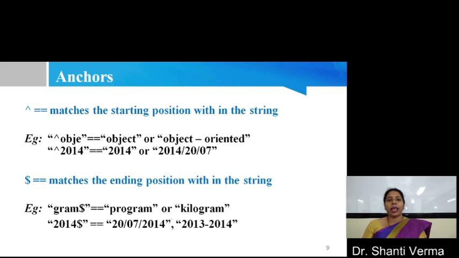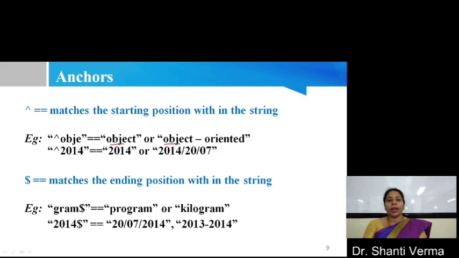Now let's discuss anchors. Basically, there are two anchors: the caret sign and the dollar sign. The caret sign matches the starting position within the string, while the dollar matches the ending position within the string. For example, if I write caret and OBJE, then it matches OBJE at the first starting position in the string, so both are matched.